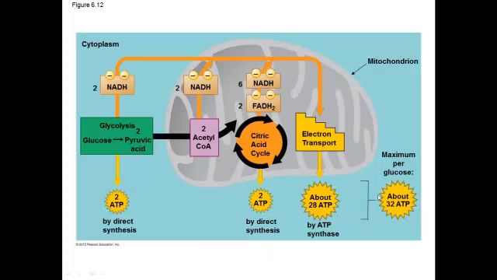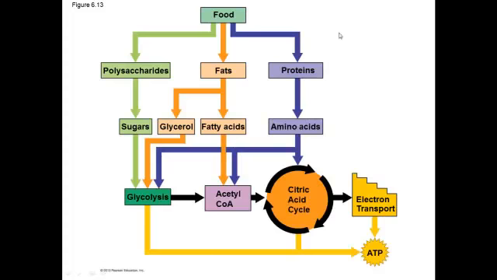Now this is an estimate. Books say 36, some books say 38. I think it all depends on the overall process and just how finely you count it, but you can estimate about 32 total ATPs. Now, to give you a larger picture, so far we've only talked about glucose.